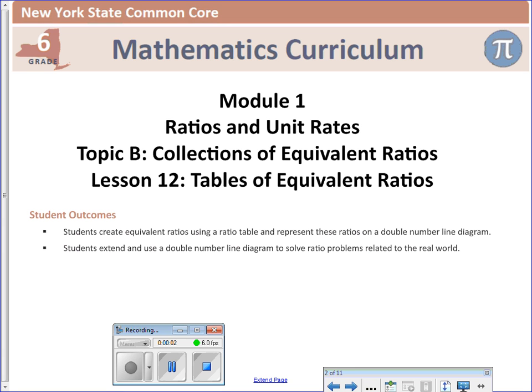We're looking at Module 1, Lesson 12. Lesson 12 is tables of equivalent ratios, exactly what we've been doing. All tables represent equivalent ratios. It's a nice visual of all equivalent ratios. So we're going to continue working with them today.